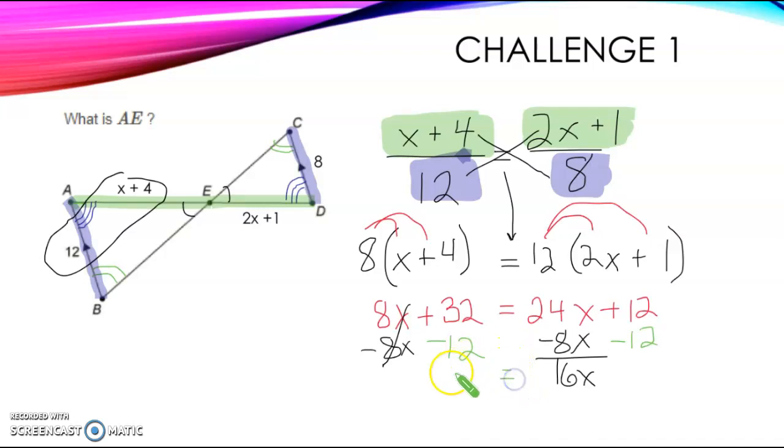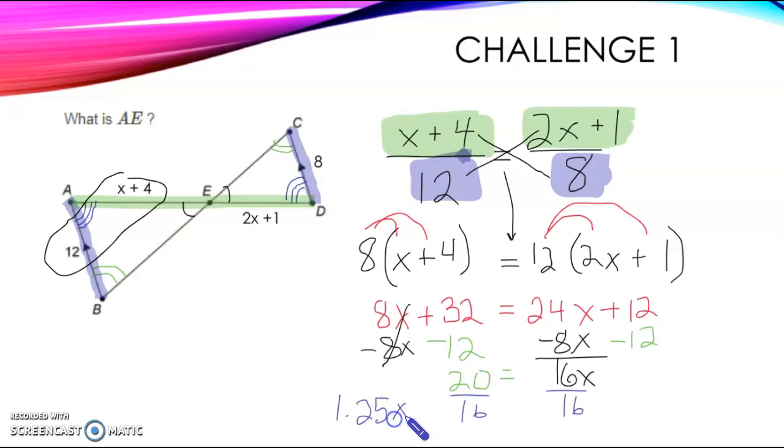So I'll bring my equal sign down, and we're going to get 20 is equal to 16x. And now this is a very simple equation. One last step we have to do is divide both sides by 16 and get our final answer. So that's 1.25 for x.